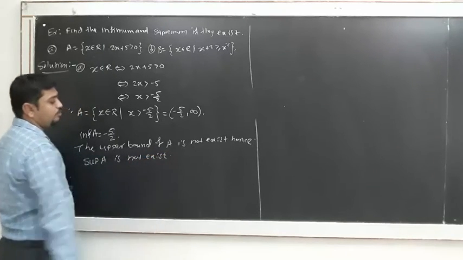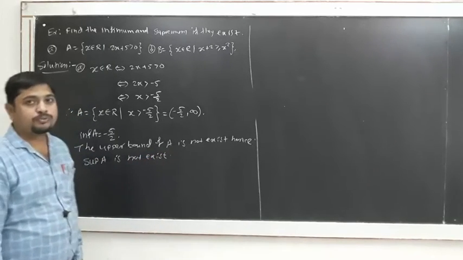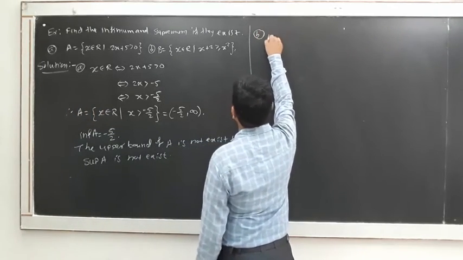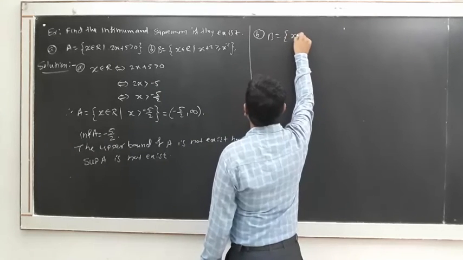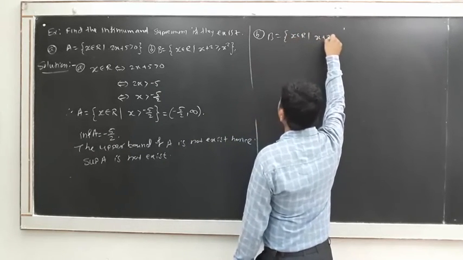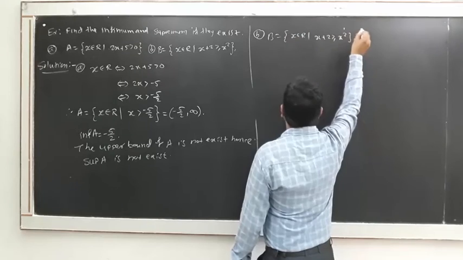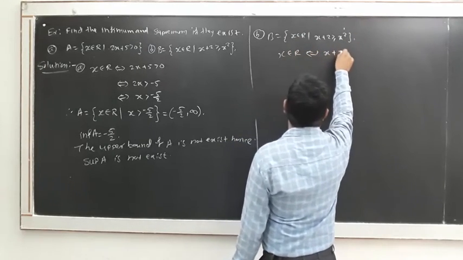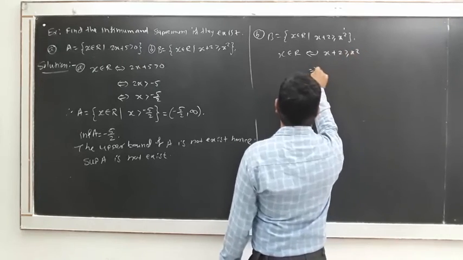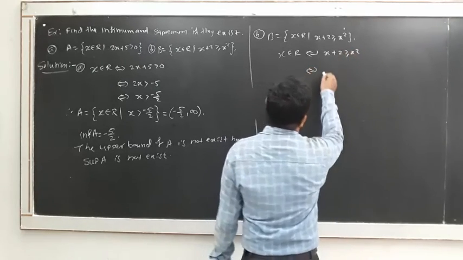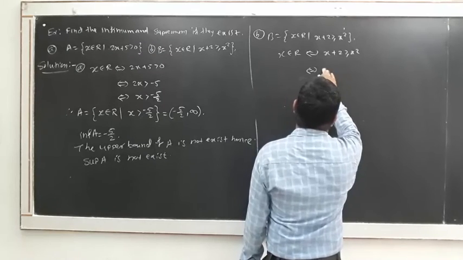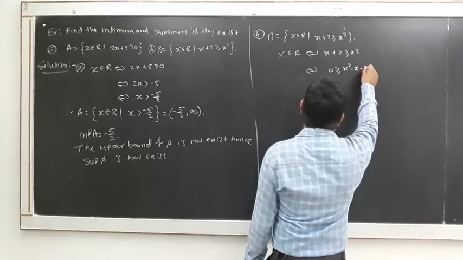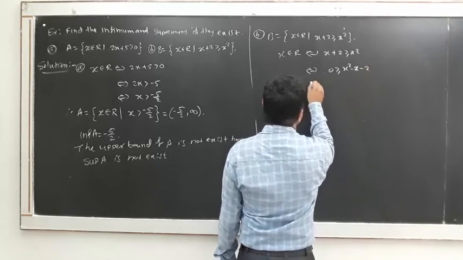So it is a very simple problem. You have to practice this. Second one we have to solve. Second problem, that is B is equal to all x belongs to R, x plus 2 greater than or equal to x square. So x belongs to R if and only if x plus 2 is greater than or equal to x square, and here we can write 0 is greater than or equal to x square minus x minus 2. That is what we can write.